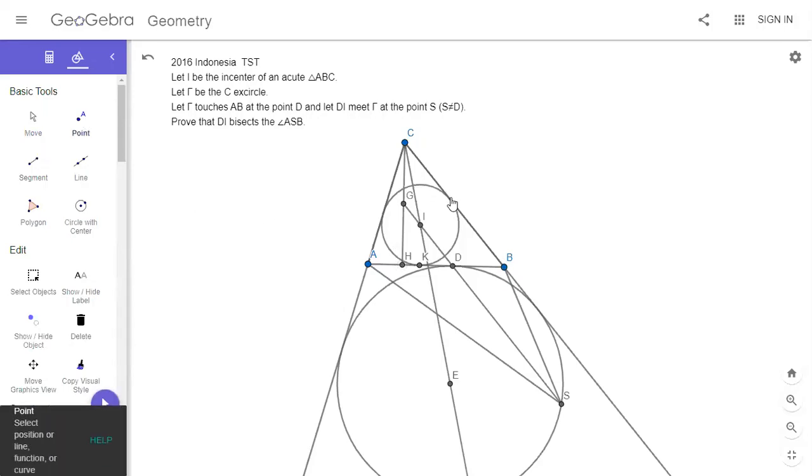What if I draw these tangency points? Basically, we want to show that BS over AJ is AS over BF. That's the same as saying that FB times BS is JA times AS. So instead of ratios, that would give us products.